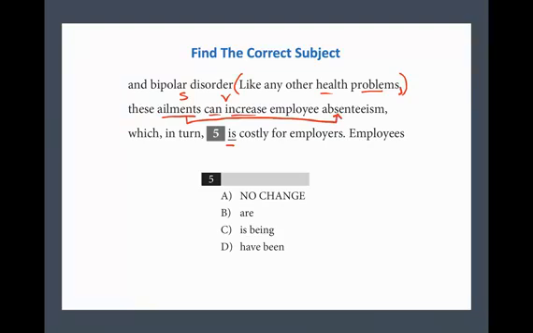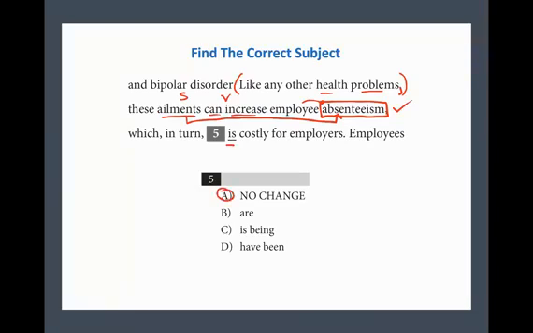Not employees, that's just the type of absenteeism. Absenteeism is my subject. This is what's costly for employers. So I just stated together, absenteeism is costly. Yes, it's just one thing. So the correct answer here is no change.